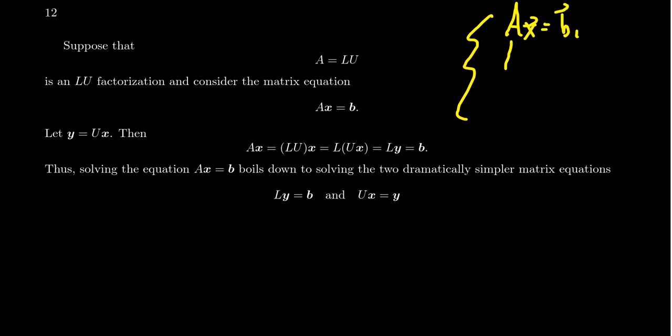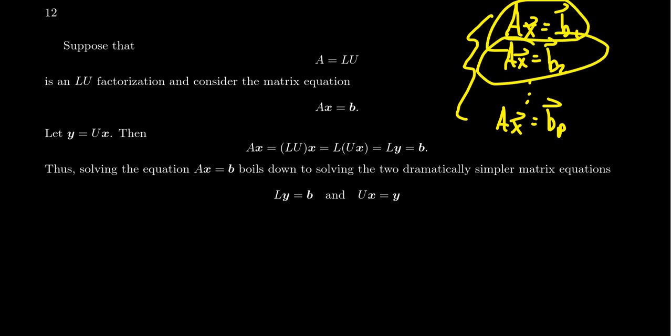So we have AX equals B1, AX equals B2, all the way down to, say, AX equals BP. So what if we have a system of linear matrix equations? Each equation itself is a linear system that would have to be solved. What if we have some sequence of these? You have to solve this one, solve this one, solve this one.